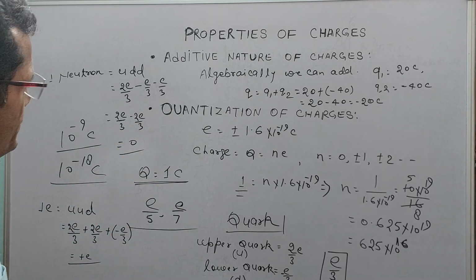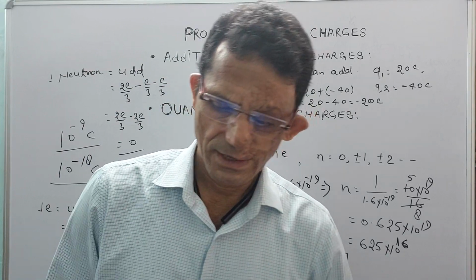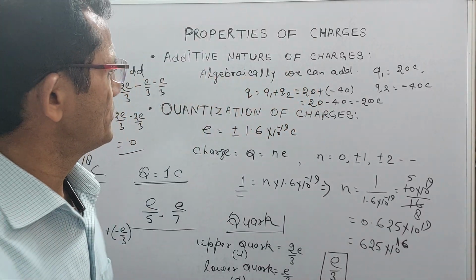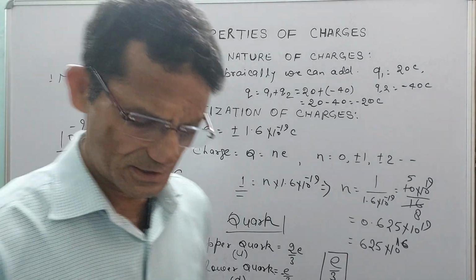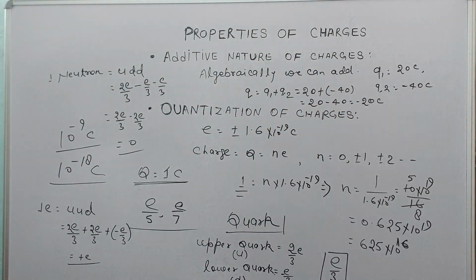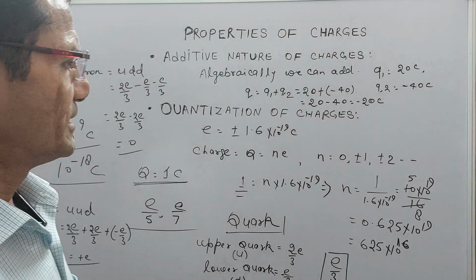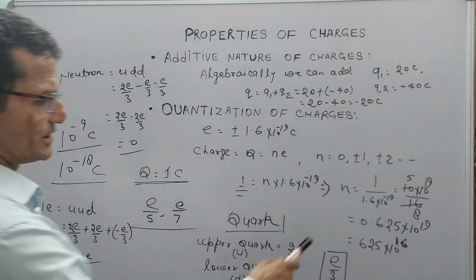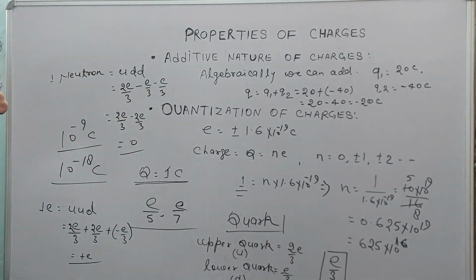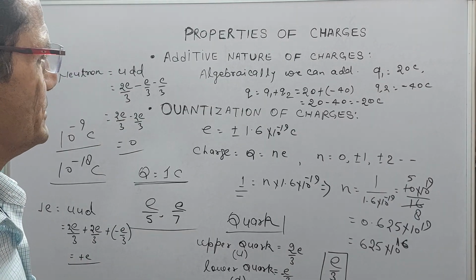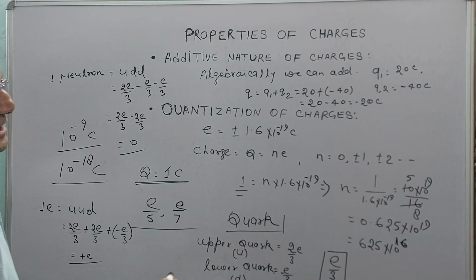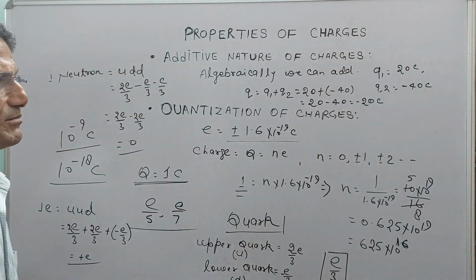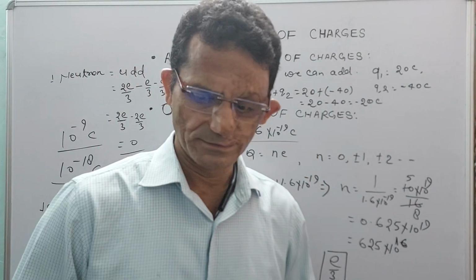Since the neutron is a chargeless particle, it has only mass, and the mass of the neutron is more than that of protons and electrons. So if I consider other than electrons as elementary particles, we can consider e by 3 as the elementary charge. But still we consider only electrons and protons as the elementary particles, whose value is plus minus 1.6 into 10 raised to the minus 19 coulomb.